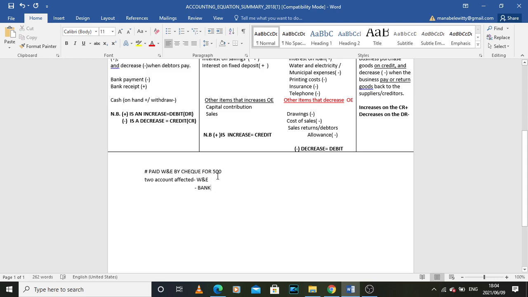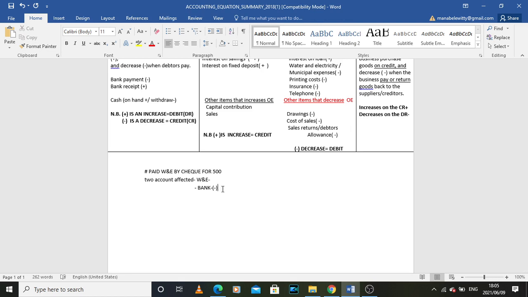So how do we allocate the debit side and the credit side? Because we must get the account debited and account credited. If we pay, the amount is getting out from the business, so meaning that our bank is decreasing, and this decreases what? Asset. And asset decreases where? On the credit side, so it's minus on the credit side.